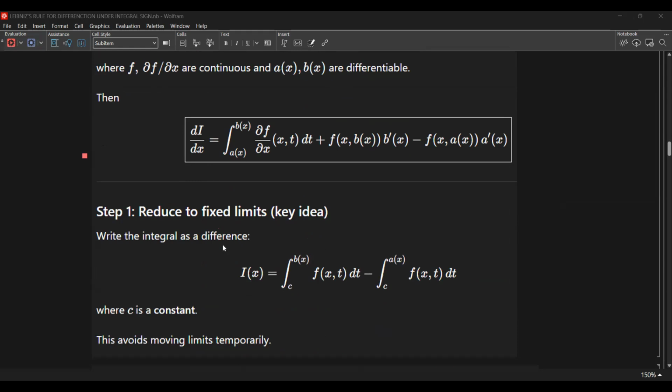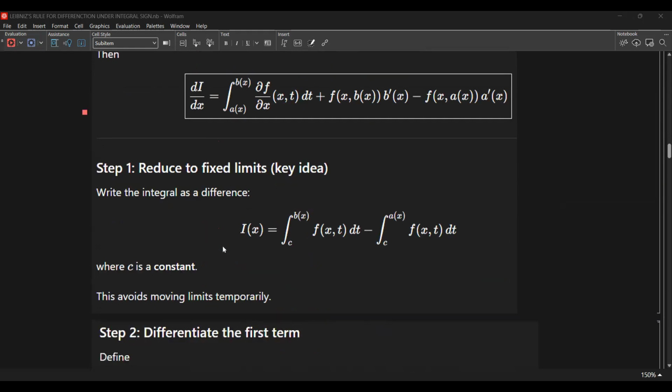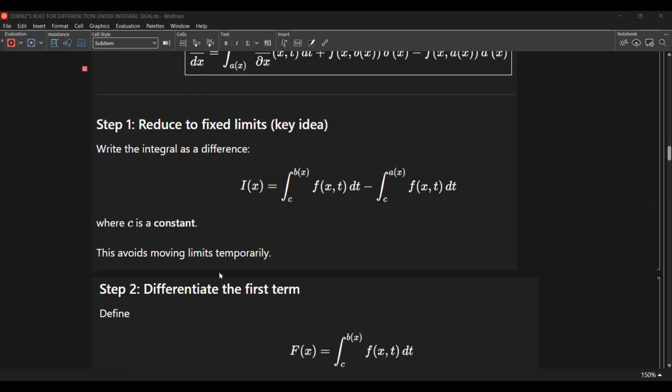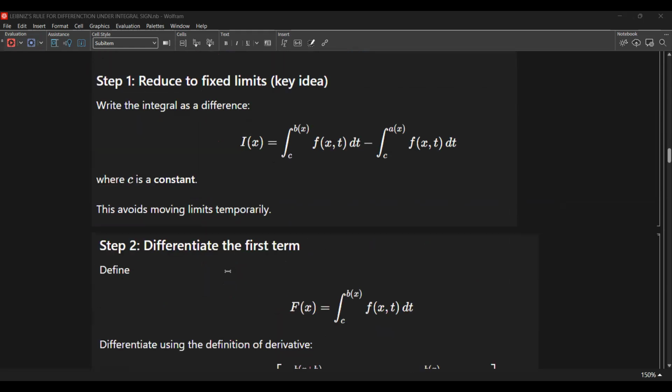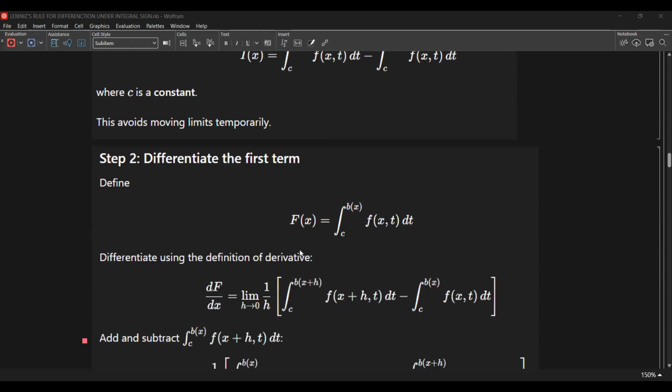All right, step 1, reduce to fixed limits. The idea is to write the integral as a difference: the integral from c to b of x of f of x, t dt minus the integral from c to a of x of f of x, t dt, where c is a constant. So this avoids moving limits temporarily. Now differentiate the first term, F of x equal to the integral from c to b of x of f of x, t dt.